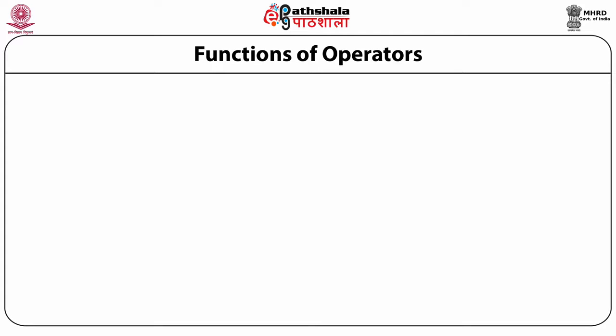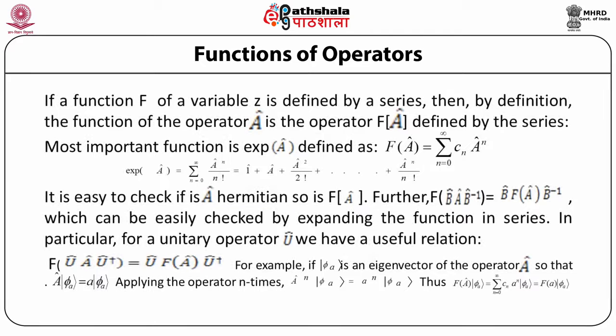Functions of operators. If a function f of a variable z is defined by a series, then by definition the function of the operator A is the operator f as a function of operator A, and this is defined by the series f of A is equal to the summation n going from 0 to infinity of Cn operator A to the power n, where Cn are the coefficients.